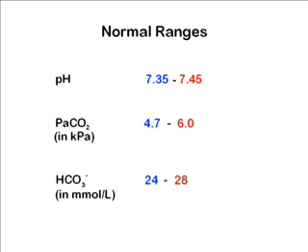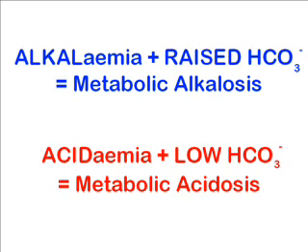Back to your normal ranges again, ask yourself, is the bicarb high or low? Now, as with PCO2, you want to determine whether or not the bicarb level corresponds with the patient's acid-base state. As I mentioned before, a high bicarb level is associated with alkalosis, think of the bicarbonate of soda. A low bicarb level is associated with an acidosis.